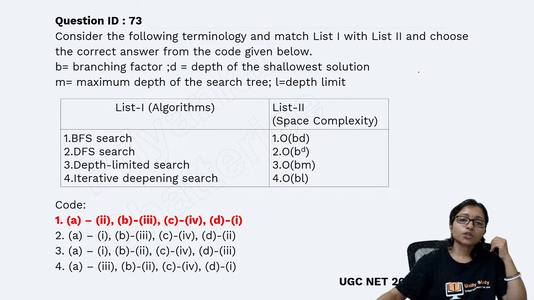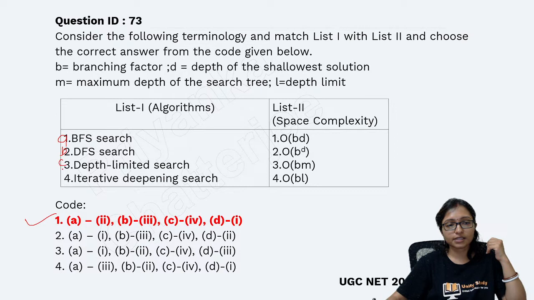So here your answer will be this one. A will be with 2 because this is your A, B, C, T. So for BFS search, the complexity is this one. This is the complexity, this is the complexity and this is the complexity. So that's why your answer is this one.